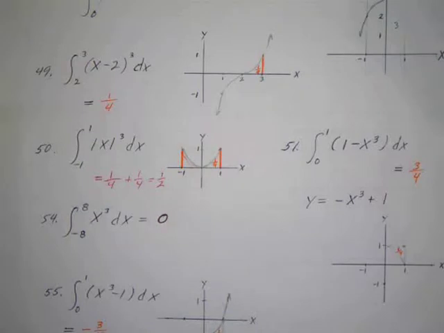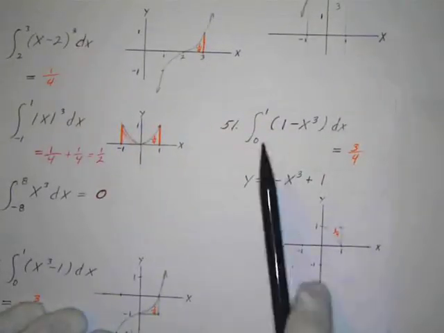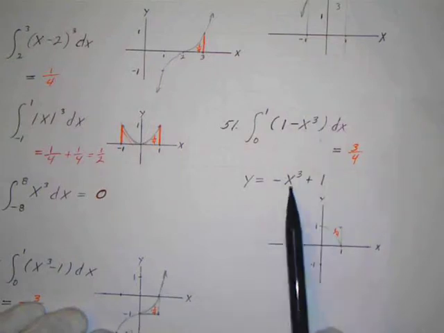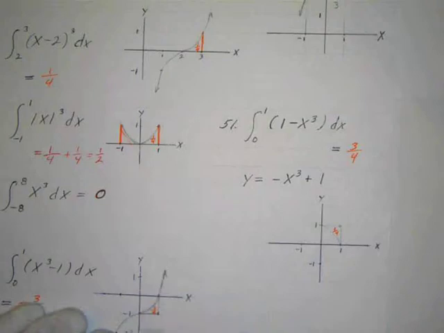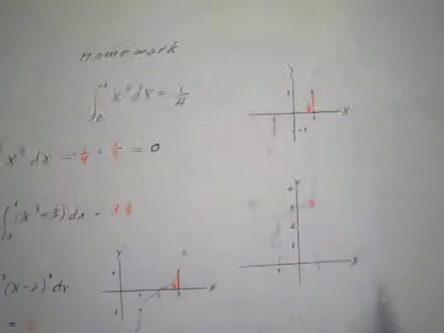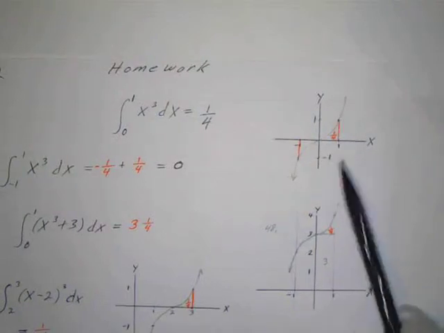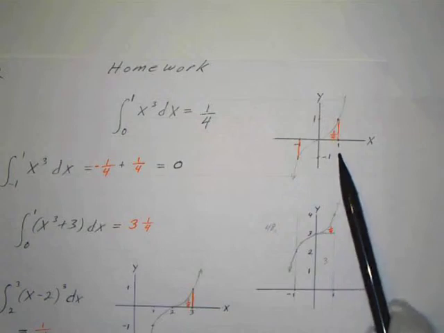Okay. And then number 51. So here's number 51, and we're going to take the integral from 0 to 1 of 1 minus x cubed. So this is the same thing as negative x cubed plus 1. Okay, what are we going to do with negative x cubed? Well, we're going to flip it across the x-axis. So if this is positive, that becomes negative 1. So it's going to look like this. It's going to be the same thing, except it's going to be flipped across the x-axis. So it's going to look like this.